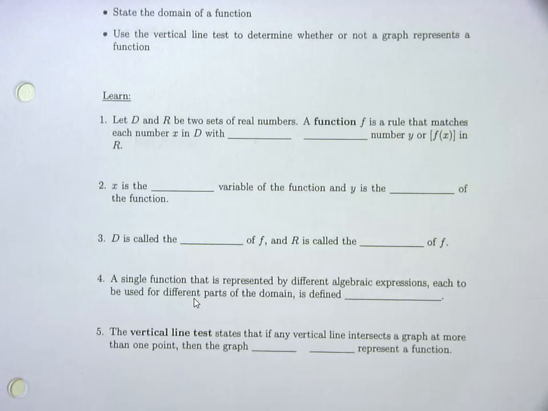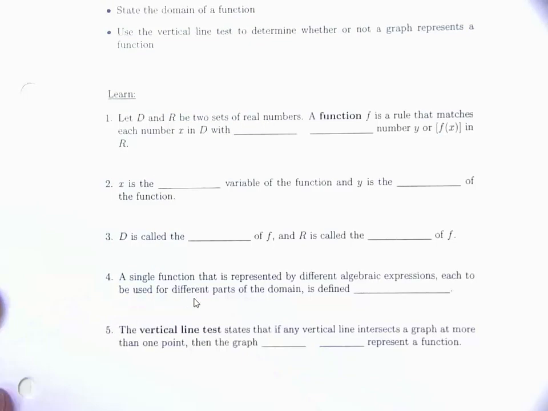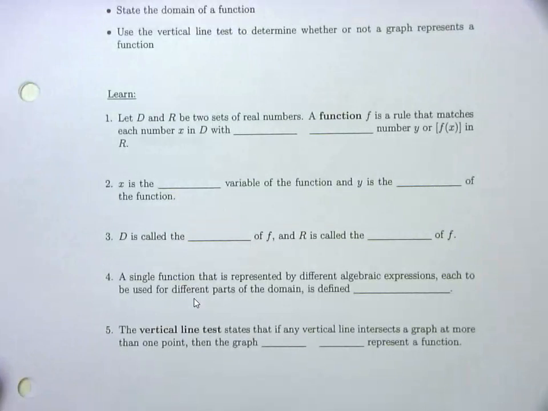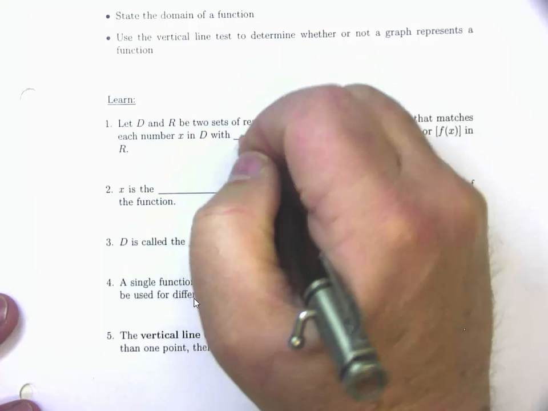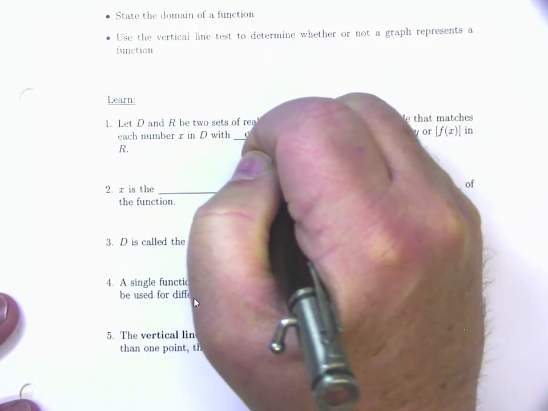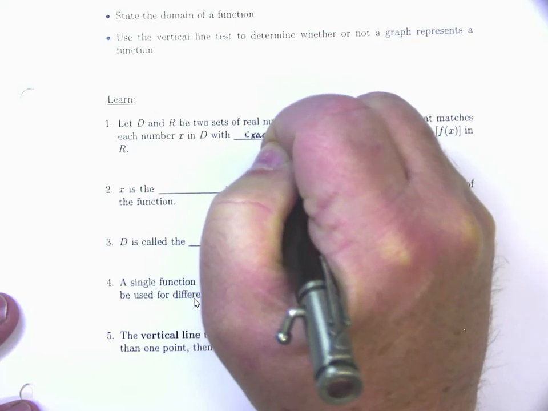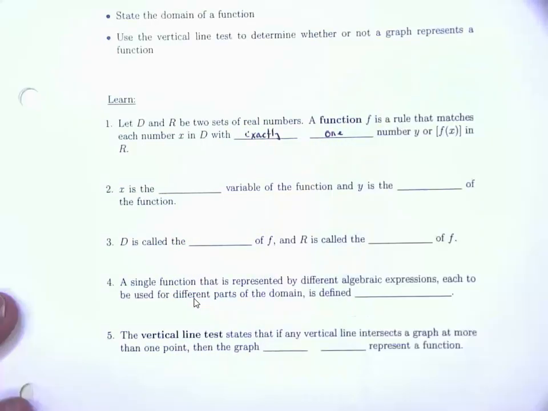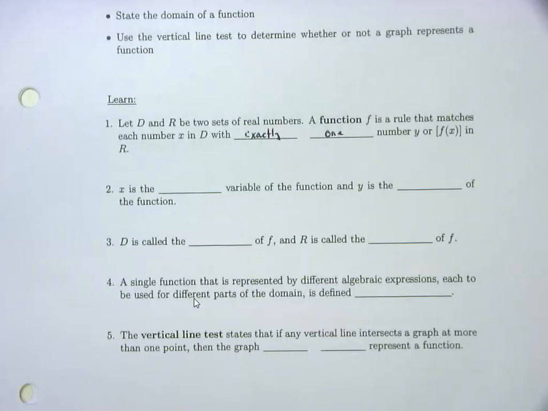Well, here's the deal. The key to it is a function will match exactly one x for one y. You can have the same y. There's no restrictions on what y has to be, but the answer is exactly one. For any x I give you, there can only be one y that matches to it. If you got more than one y, that's not a function.